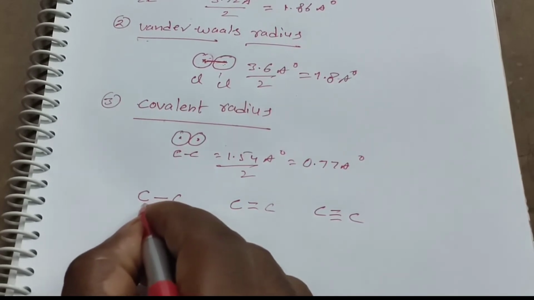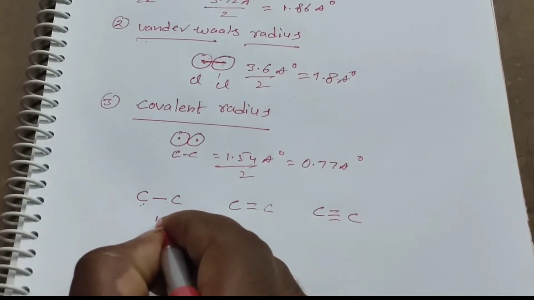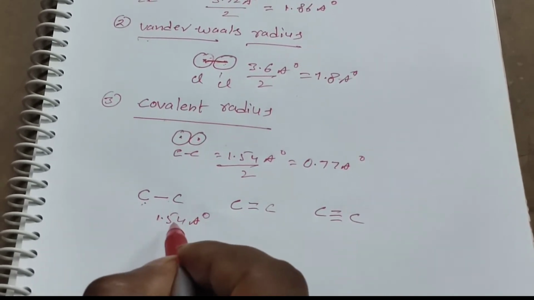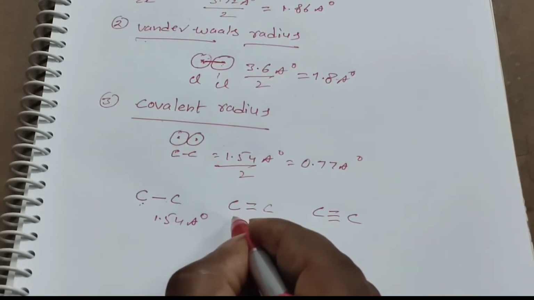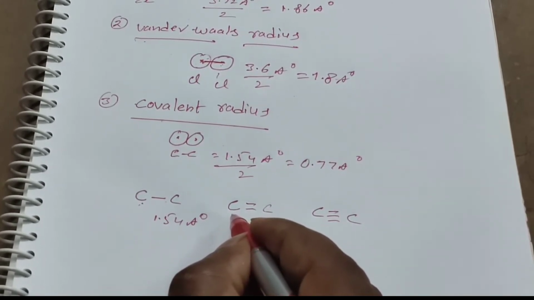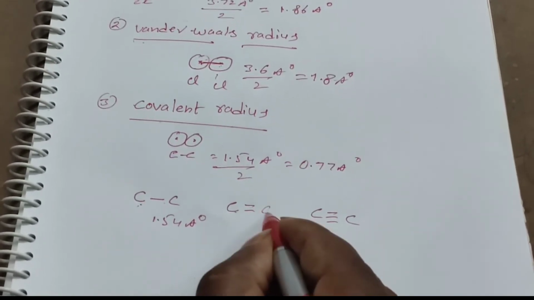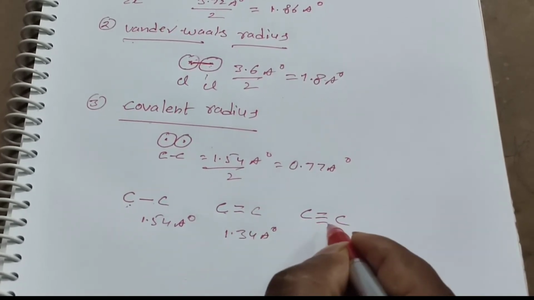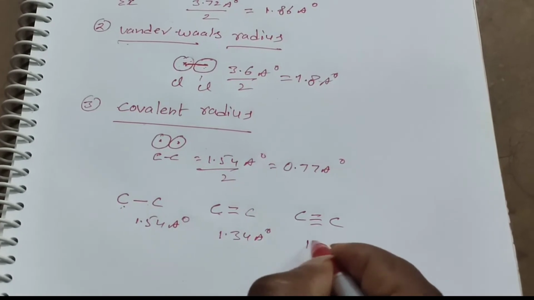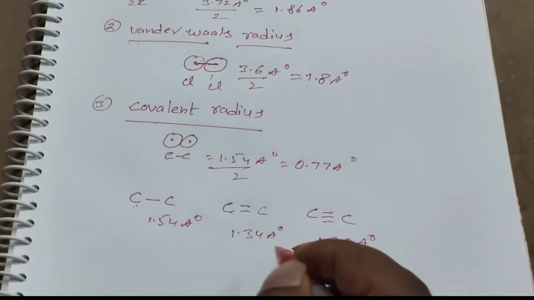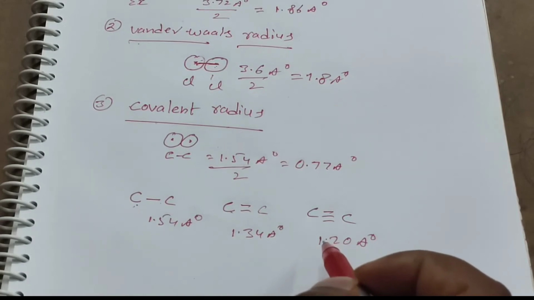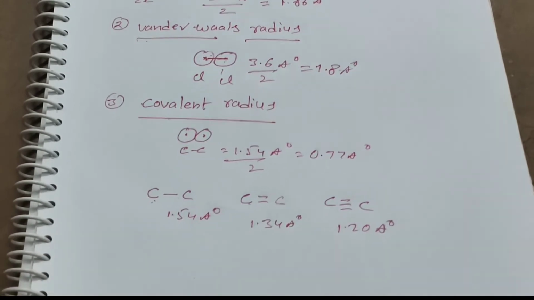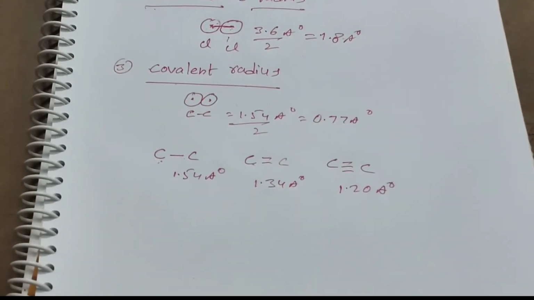Between carbon and carbon, if they have a single bond, the radius, or distance, is 1.54 angstroms. If they have a double bond, the distance between the two carbon atoms is 1.34 angstroms. In case of a triple bond, the distance is 1.20 angstroms. As the number of bonds between two atoms increases, the radius, or distance, of the atom decreases. Now we will discuss how the atomic radius changes in the periods and the groups.